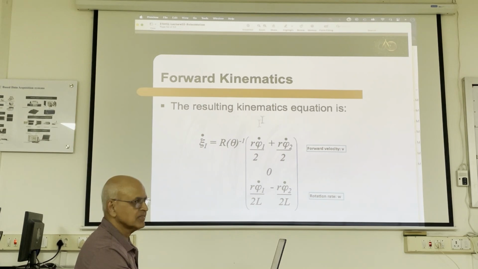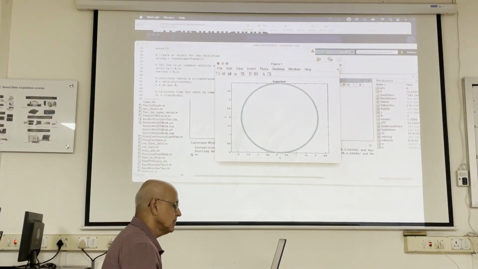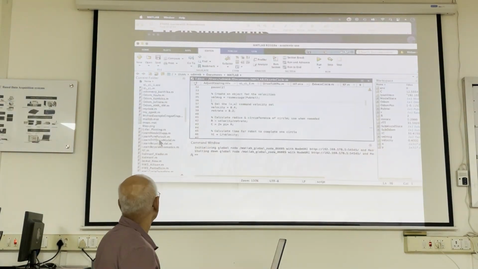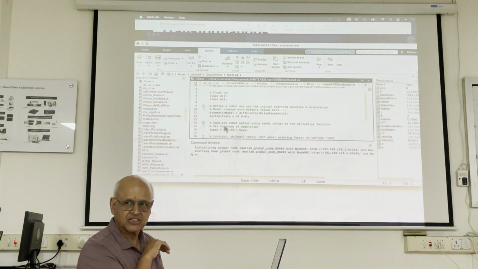So now we replace the V and omega, and he leaves the 0 in here because the side velocity is 0. But this is the kinematic equation. Let me pull it up in my MATLAB. See, they have a bicycle model also, which I was playing with. So MATLAB has these kinematic equations implemented.